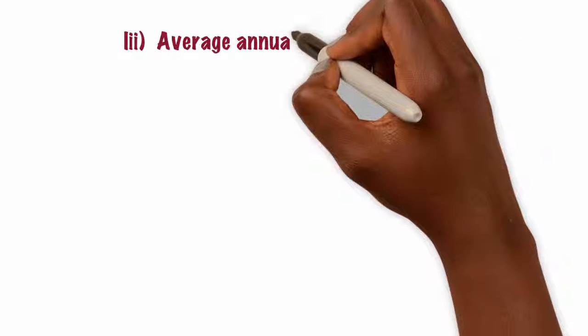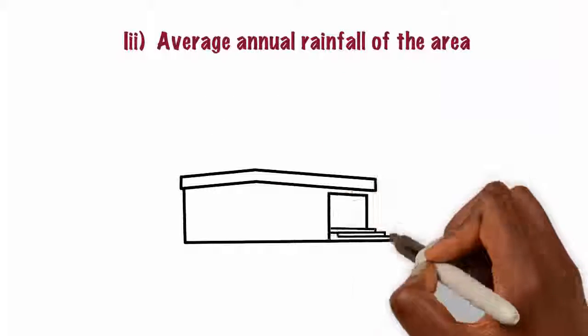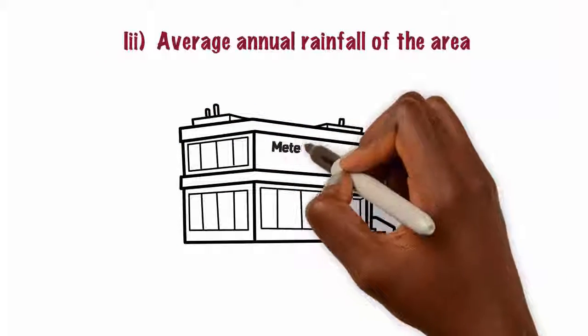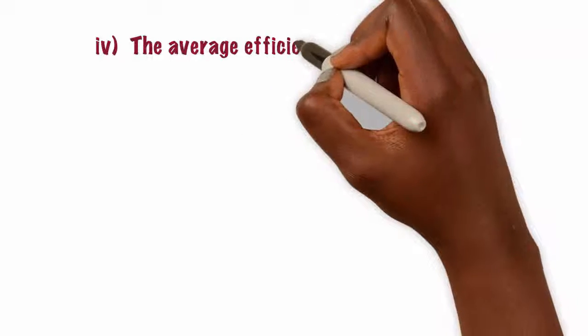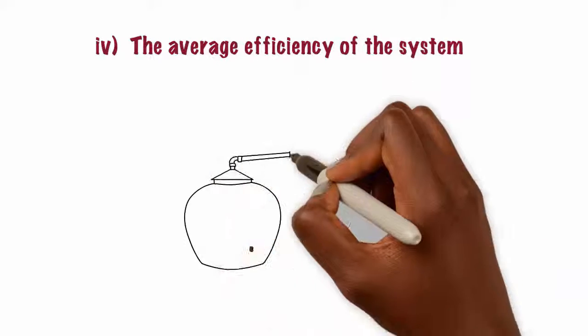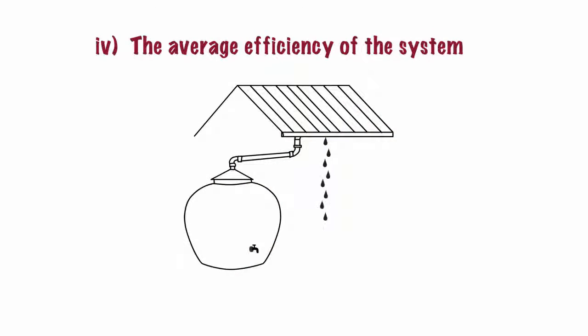3. The average annual rainfall of the area. One can easily get the annual rainfall of the respective local area from the nearby meteorological office. 4. The average efficiency of the entire system, taking into account losses such as leakages and seepage.